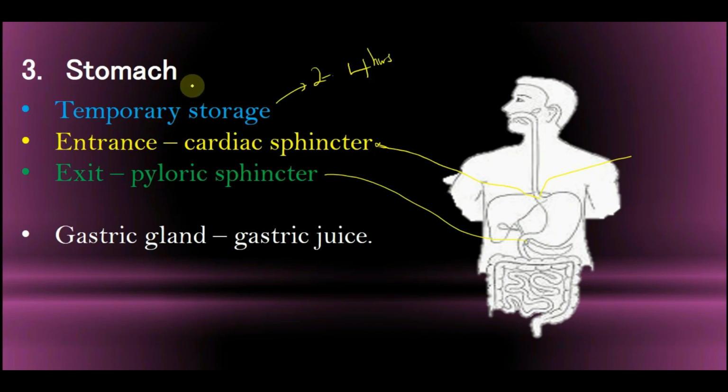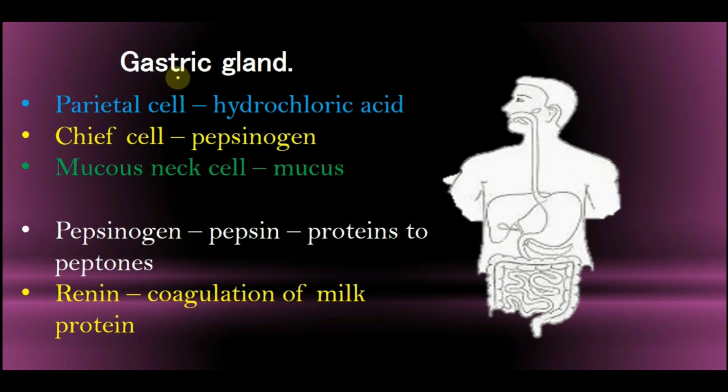Then another thing that must be noted about the stomach is that it contains the gastric gland that secretes the gastric juice. This gastric juice is a digestive juice. But first of all, let's look at the gastric gland. The gastric gland is made up of three basic types of cells. We have the parietal cell, and it is responsible for the production of hydrochloric acid. So this is very important.